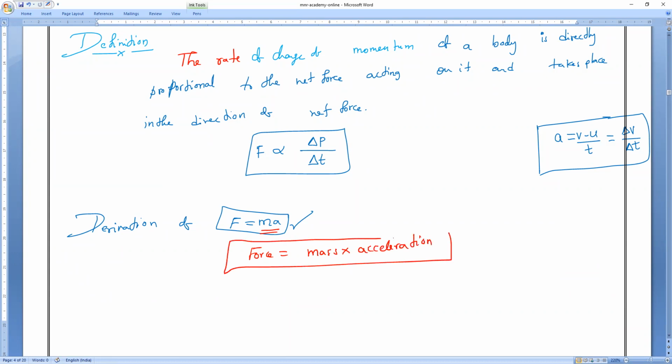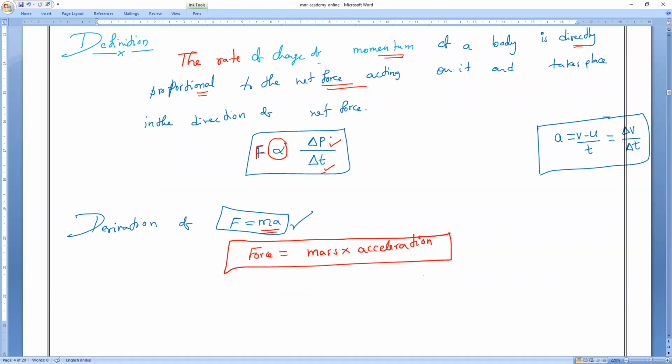But sir, I'm unable to understand that F is proportional to the change of momentum by change of time. The rate of change of momentum means the change in momentum by the change in time. Am I right or wrong? Directly proportional, this is the symbol, to the net force acting on it. That's all. So F, the net force acting on the body, is directly proportional to the change in momentum divided by the change in time.